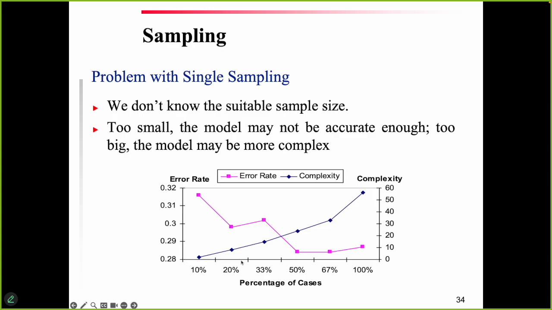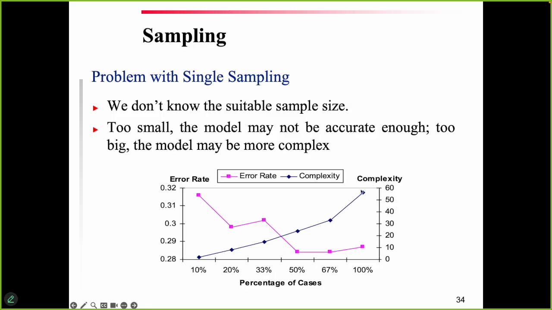So when you increase your sample size, as you see, the x-axis shows the percentage of cases, which you can think of as the sample size. As you increase this, there are two factors that are important for us. One is the error rate. Obviously we want to reduce the error rate as much as possible. And by this error, I mean the error on your test set, not on your training set. And also, we want to avoid complexity as much as possible.